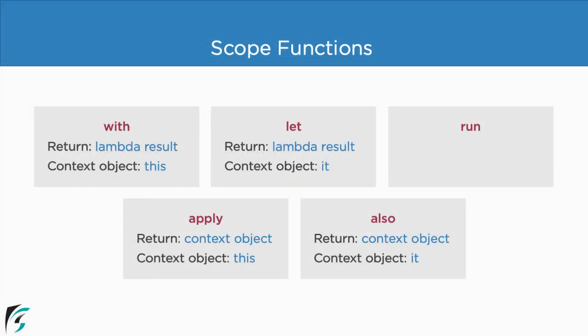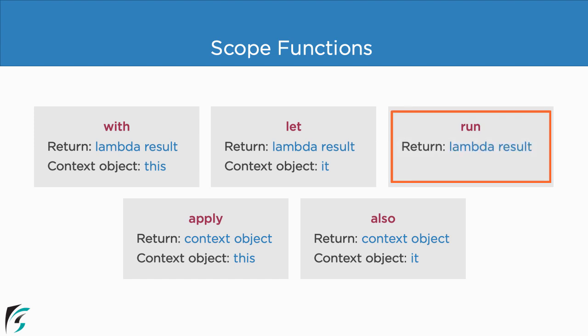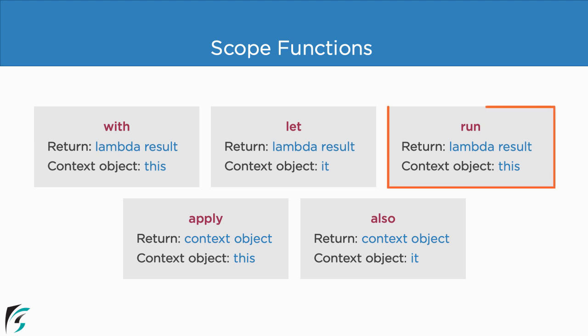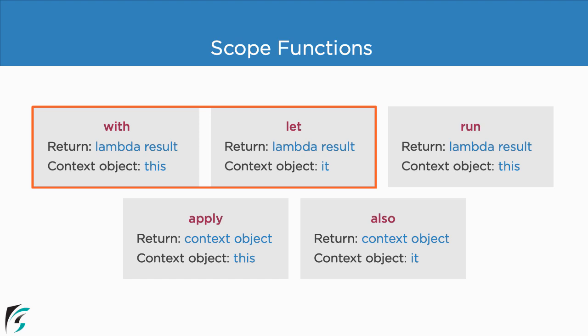It's time to go ahead and explore our last scope function, that is the run function. Well, the run function returns the lambda result, and you can refer to the context object by using this keyword. Now, there is something special about the run function. This function is actually the combination of the with function and the let function. Why am I saying this? For that, let's see the code in action.